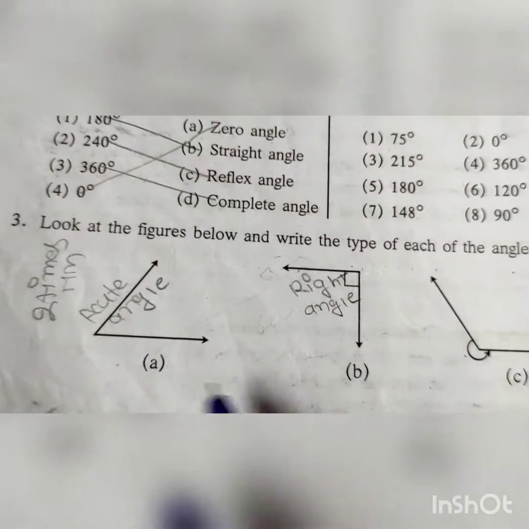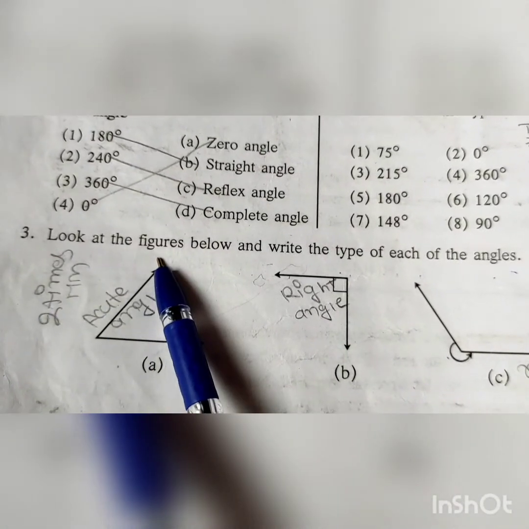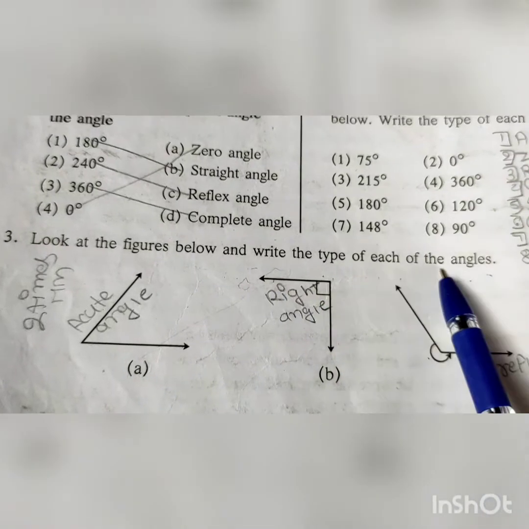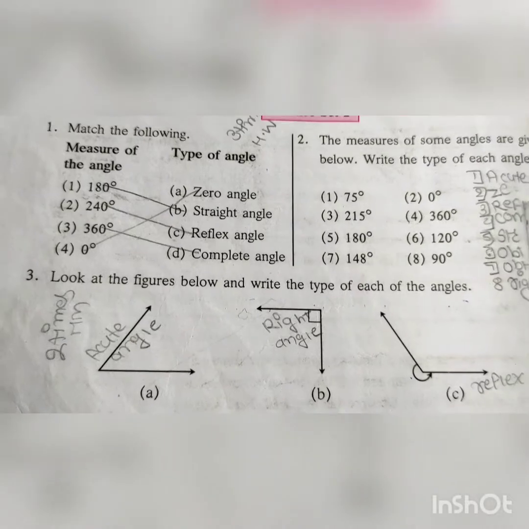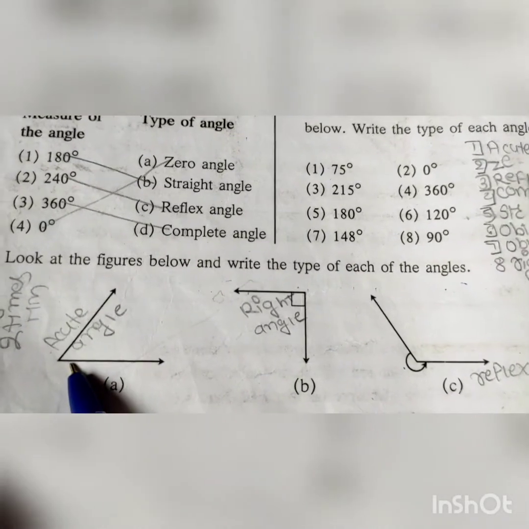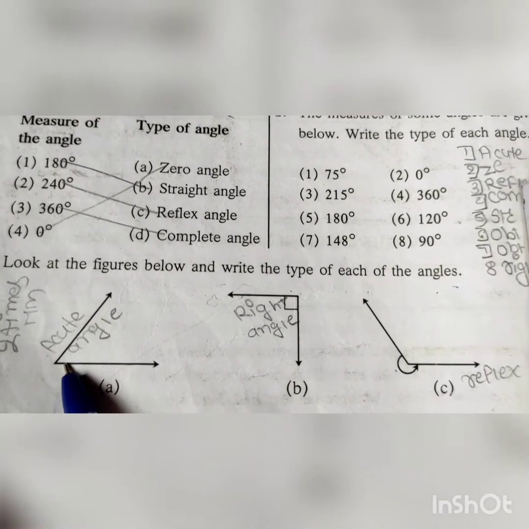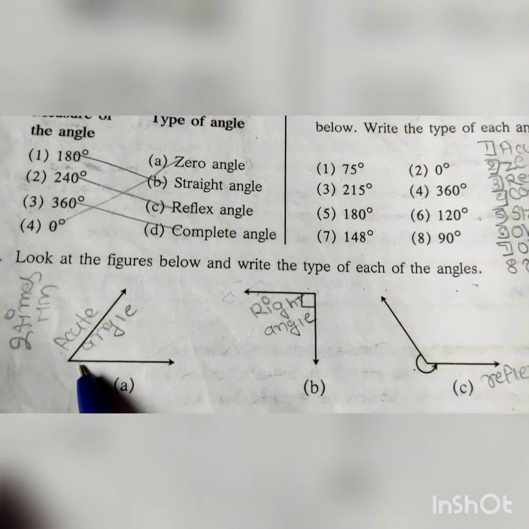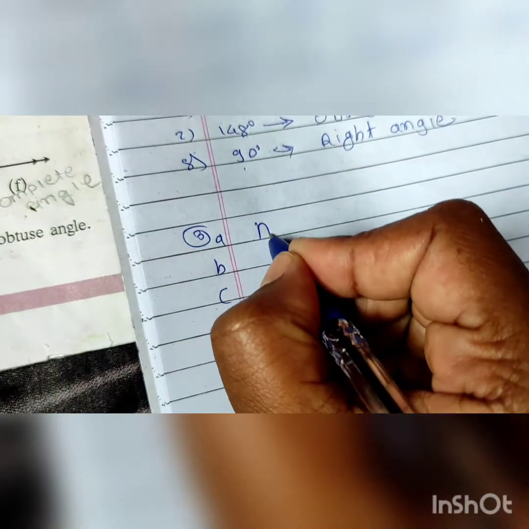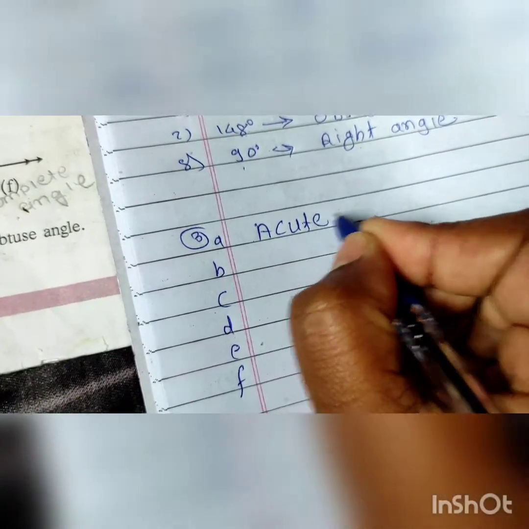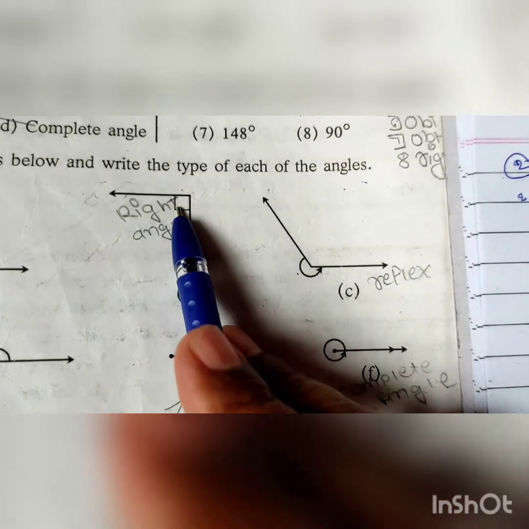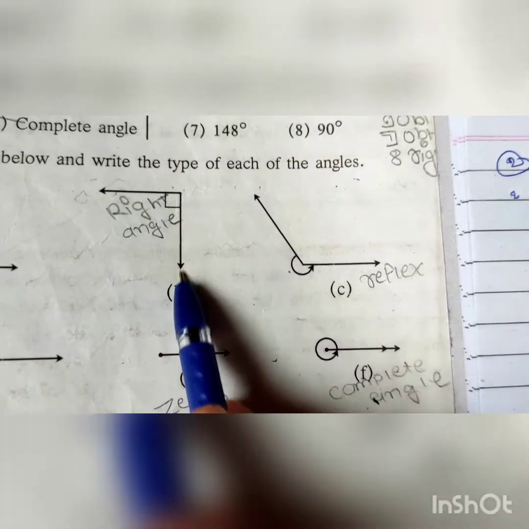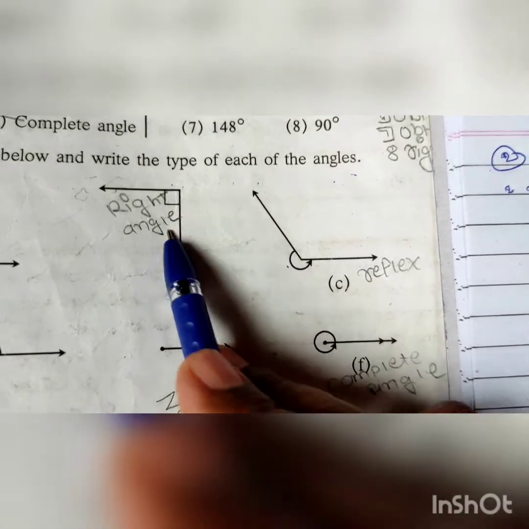Then question number 3. Look at the figures below and write the types of each of the angles. Look, this is less than 90 degree. So this figure is acute angle. This figure is acute angle. This is 90 degree. This angle is 90 degree. So this is right angle.